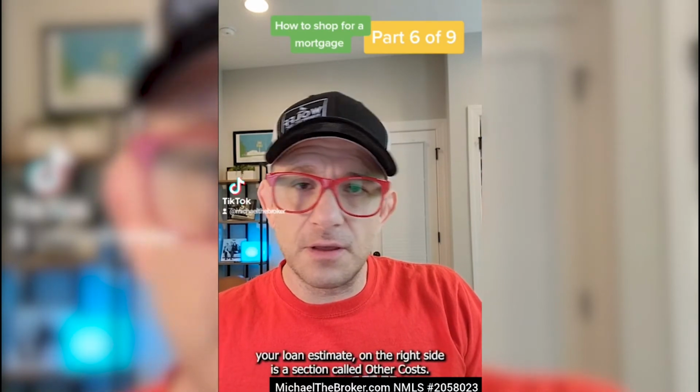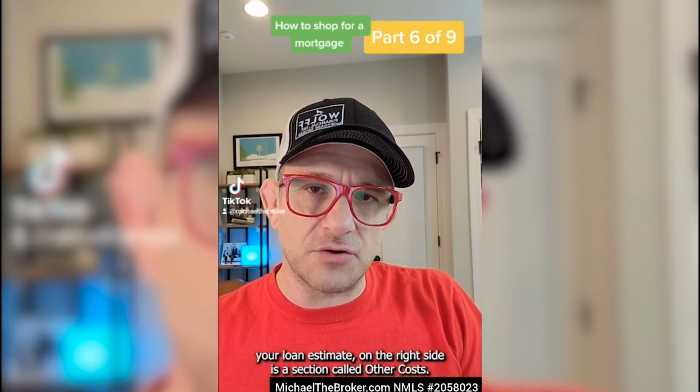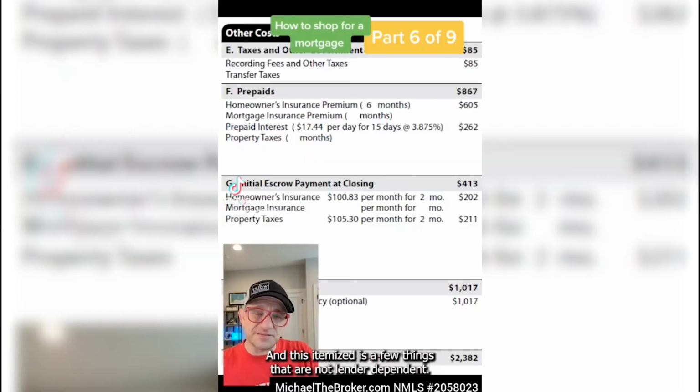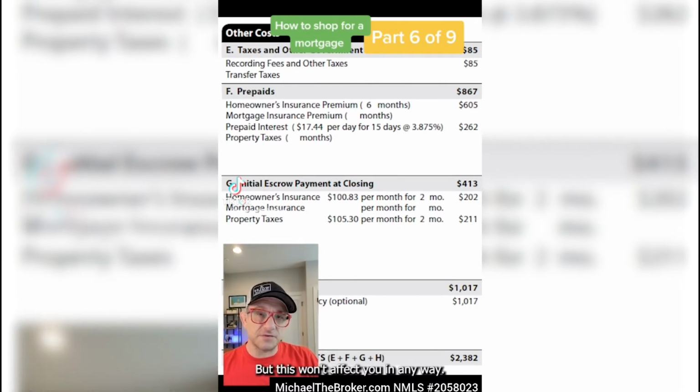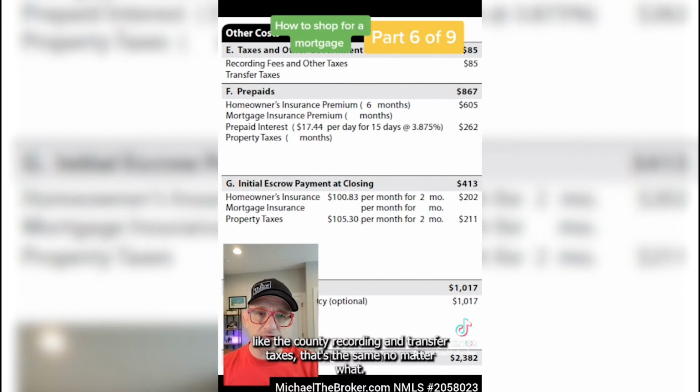So I wouldn't really look at this as far as comparing loan estimates unless you're actually looking to lock in your rate. All right, on page 2 of your loan estimate, on the right side is a section called Other Costs. And this itemizes a few things that are not lender dependent. Now, of course, if the lender does not include transfer taxes, then they're on the hook for it, but this won't affect you in any way. They can overestimate it, but the actual cost for these services on this side, like the county recording, transfer taxes, that's the same no matter what.